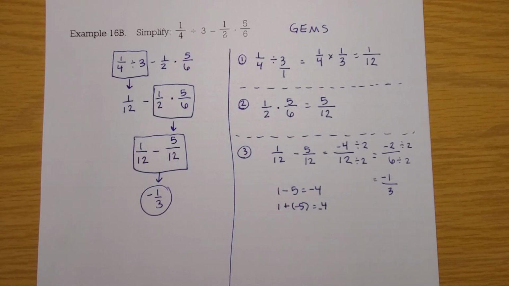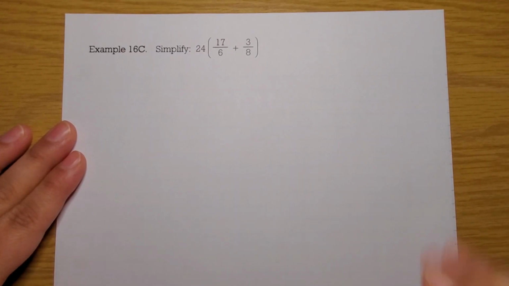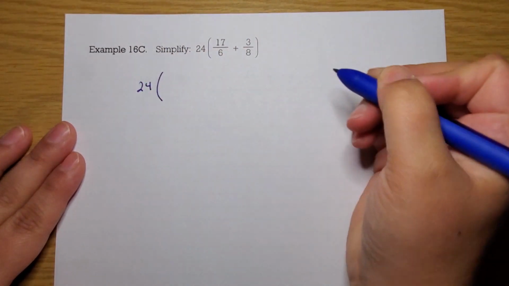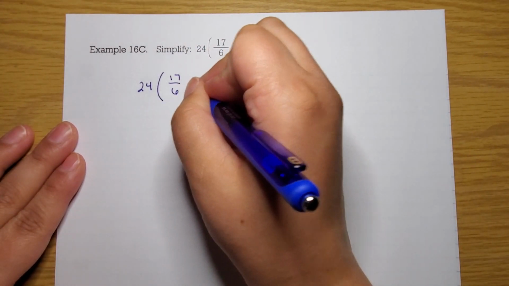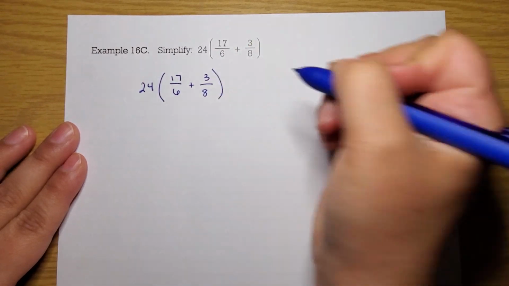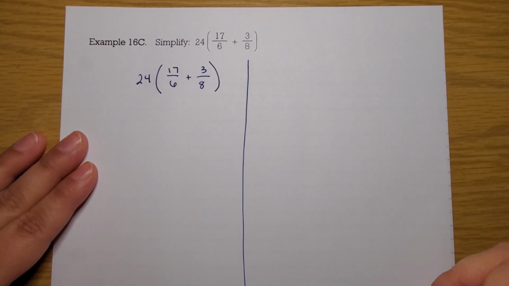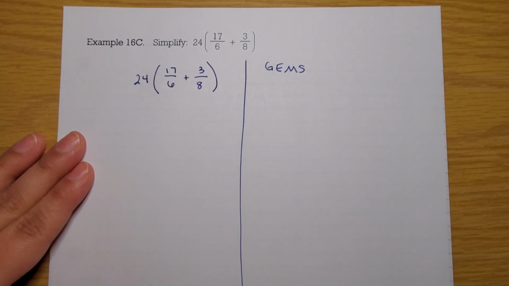Okay, so let's do one more example of developing this mathematical chutzpah, if you will, this mathematical integrity, and then we'll have a Now You Try. Okay, so we've got 24. In fact, I'm just going to copy this down instead of just reading it. We've got 24 with this big old parentheses, 17 over 6 plus 3 over 8. So that's my main problem. I'm going to divide out my scrap work on the right, and I'm going to write GEMS to help me with my order of operations.